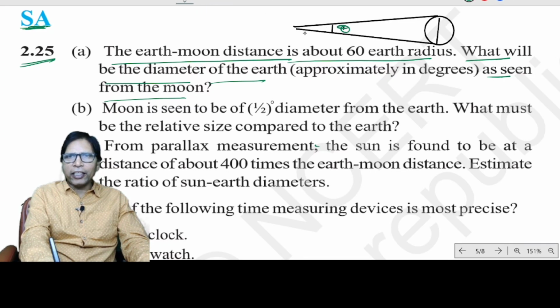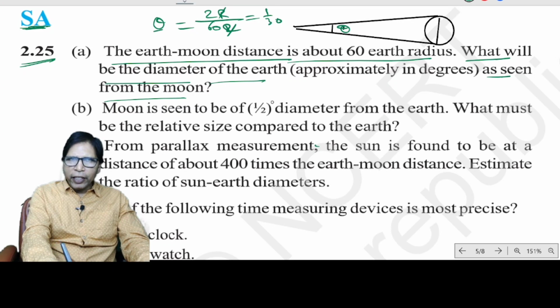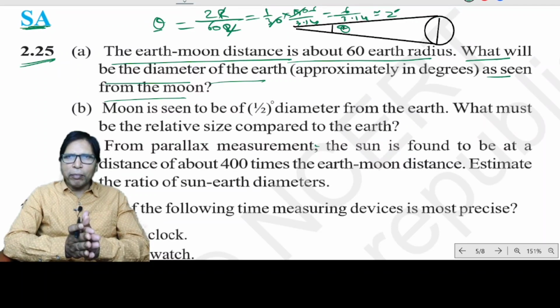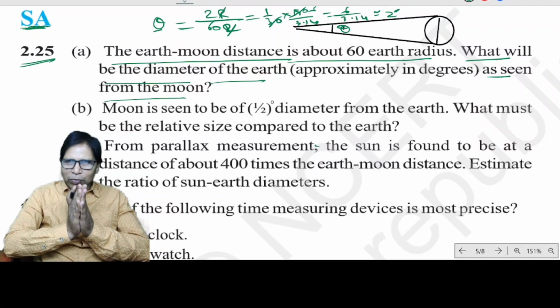So theta equals arc length, that is the diameter, 2r, divided by 60r. So this is 1 by 30. Now 1 by 30 radian is theta. So this is 180 divided by 3.14 times 1 by 30, that is 6 by 3.14. So this is almost 2 degrees, the angle made by the earth's diameter from the moon.